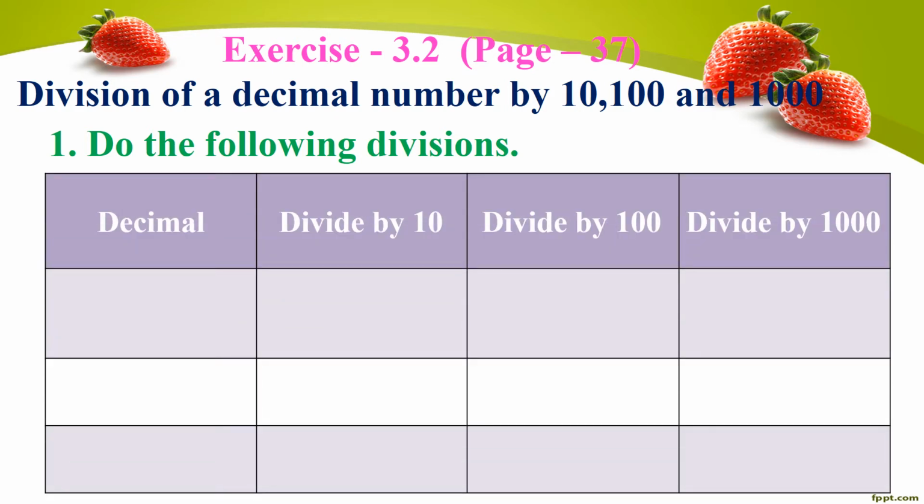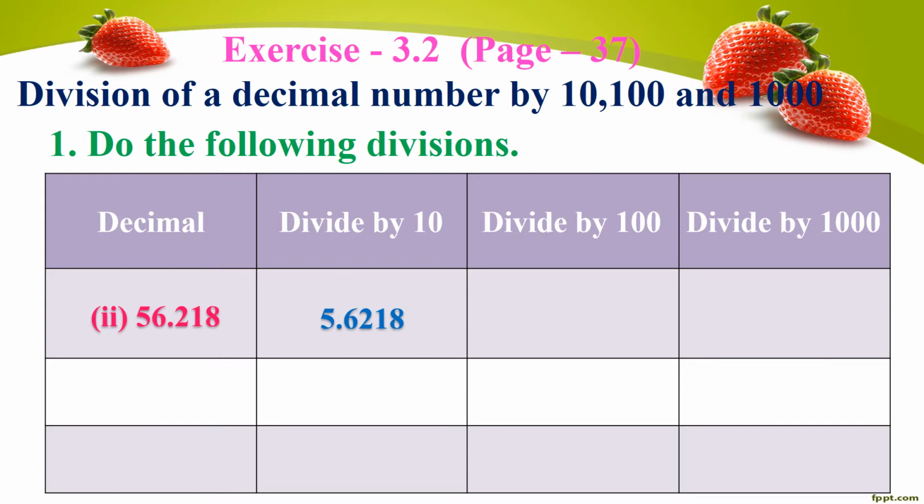Here, the second one, 56.218. If it is divided by 10, we know very well that when we divide a decimal number by 10, 100 and 1000, the decimal point shifts to the left side according to the number of zeros in the divisor. In 10, we have only one zero. So, we have to shift one step to the left. On shifting, we get 5.6218.